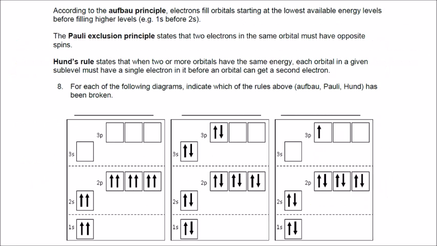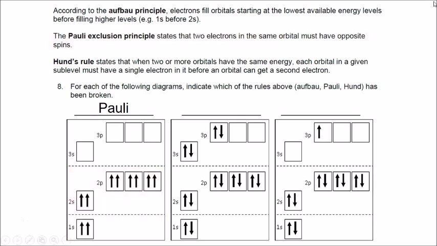All right, next question, number 8, we are given 3 rules, and our job is to look at each diagram separately and figure out which one of these rules is broken. So we're starting with the first diagram on the left. Notice that all of the arrows are not opposite. They're both up. We have just broken, in this diagram, the Pauli exclusion principle that states that the 2 electrons in the same orbital must have opposite spins.